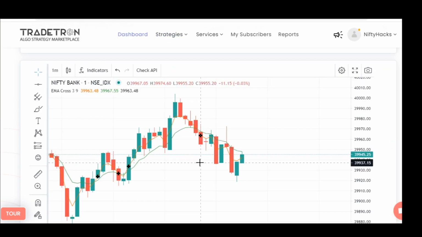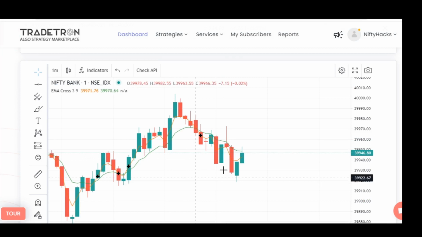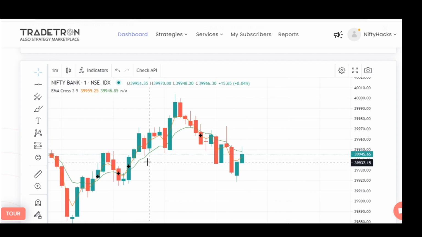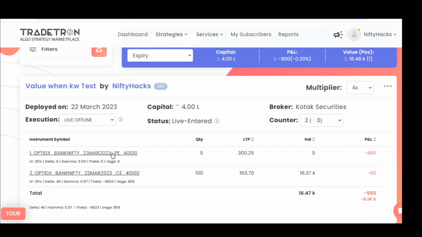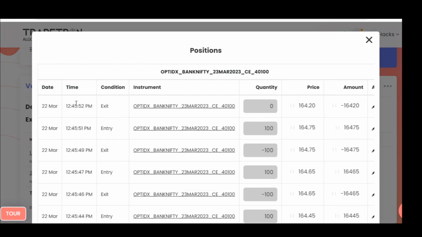I'm pausing this video for some moment, and then I guess we will conclude this. So as you can see here, this was the upside crossover entry candle. As soon as LTP crossed upside, right, upside crossover, it has taken entry in the call side also now.